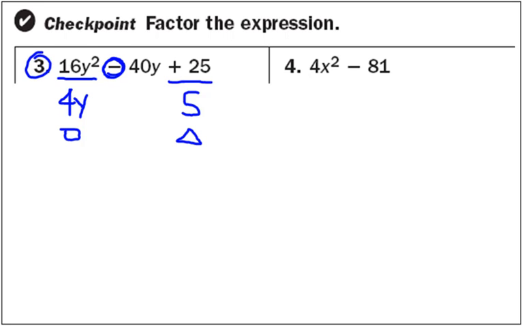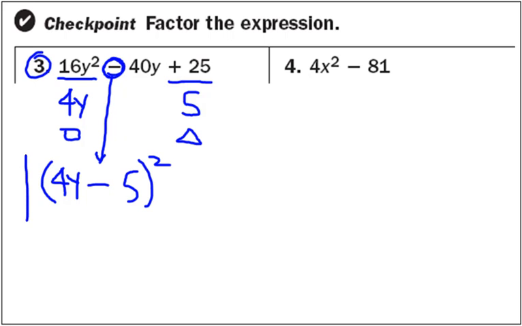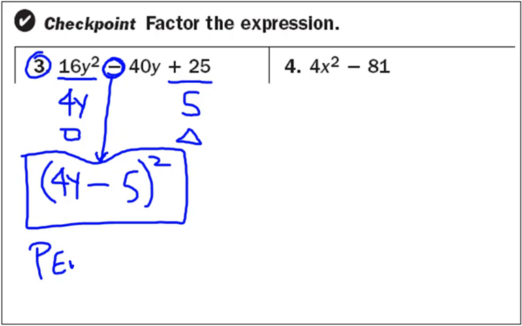So according to our pattern, if I have a perfect square trinomial, it's going to be the first, which is 4y, this sign, and the 5 all squared. That's the answer. So, boy, that was easy, right? Compared to the other factoring we've done, much easier. What's the hard thing? I have to remember the pattern and I have to look for it. But once I recognize that this is a perfect square trinomial, then business is pretty easy.